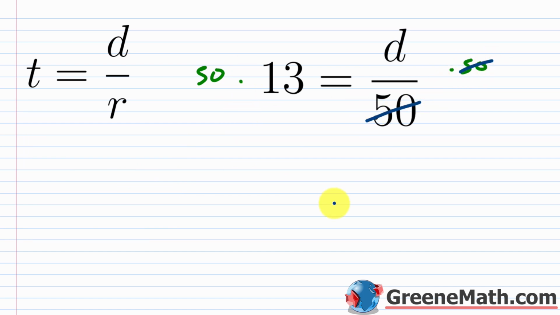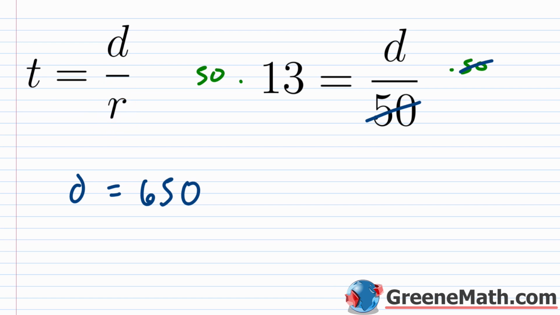So this would cancel, and you're going to get d, your distance, again, that's your constant variation here, is equal to 50 times 13. 5 times 13 is 65. And then just put a 0 at the end, so that's 650. So it tells me that the distance is 650 miles. So again, once I know that, I can figure out how long it's going to take me to get there because I can just play around with the rate of speed.